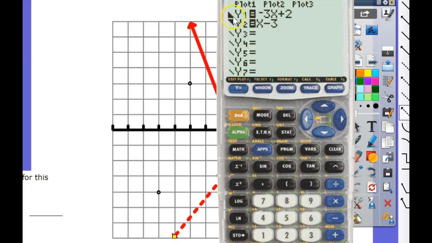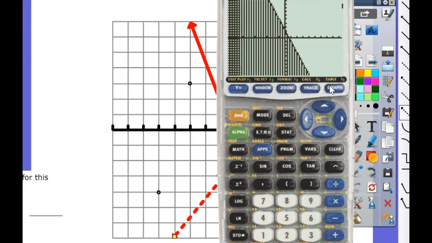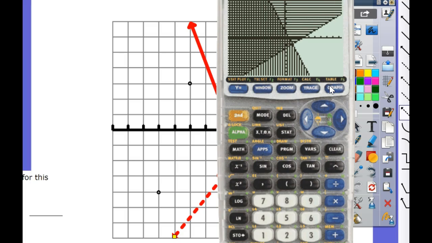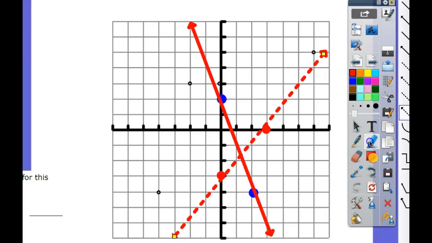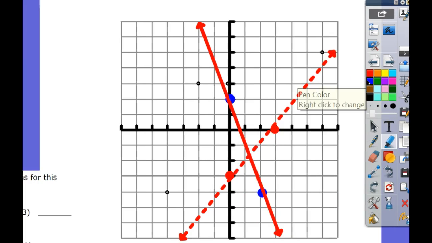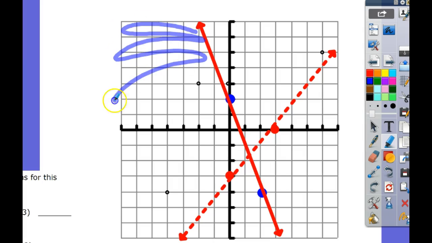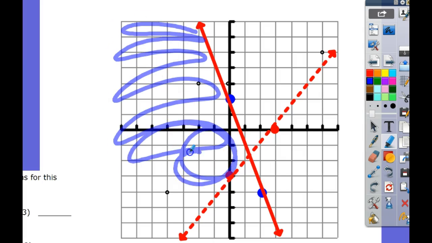A triangle at the bottom is less than. A triangle at the top is greater than. So when I graph it, it's going to shade it for me, and the solution is the part that got shaded in twice. The only thing I'm going to put on my graph paper is the part that got shaded in twice. That's this part over here on the left. This is the part that is the solution.